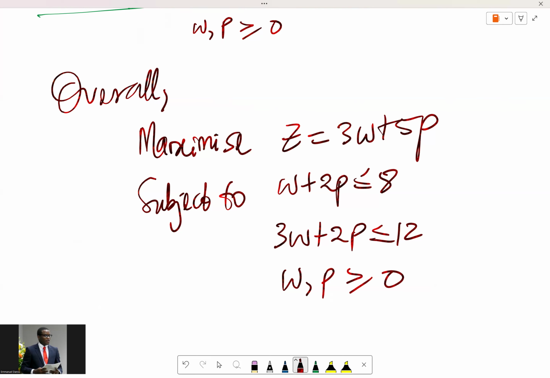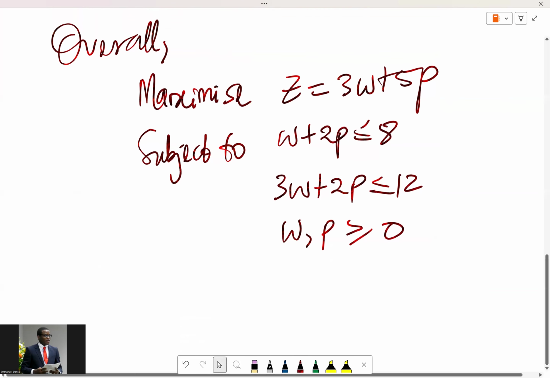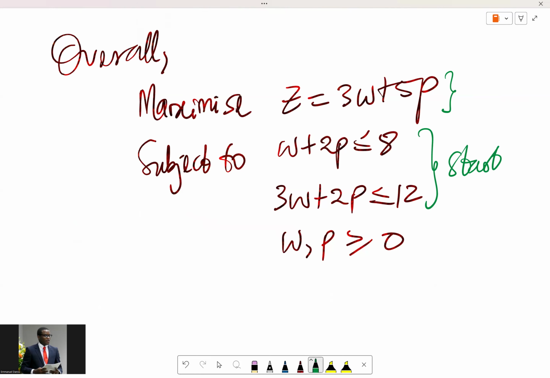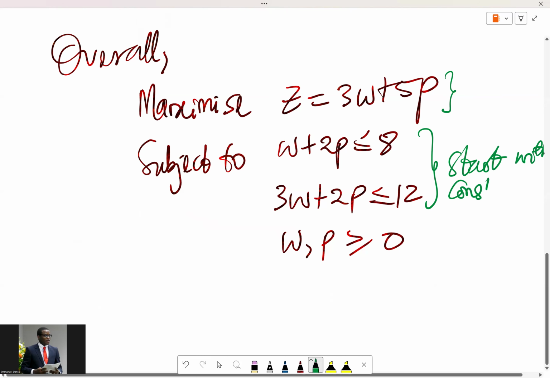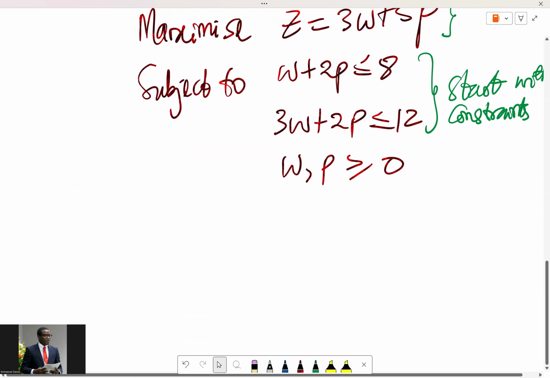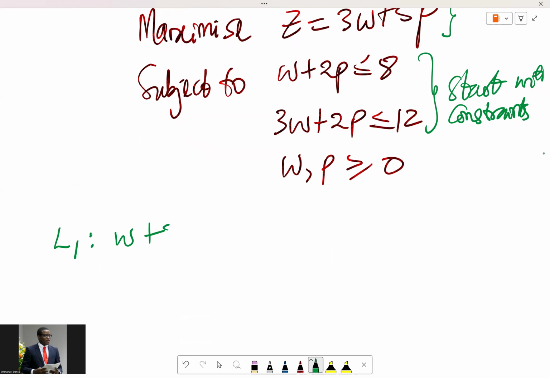Okay. Now, since we want to use the graphical method to solve this, we can go ahead to do that. To solve graphically, first of all, you can leave the objective function out and concentrate on the constraints. So you start with the constraints. Your first line, call it line 1, is W plus 2P equals 8. So you forget about the less than or equal to, first of all.